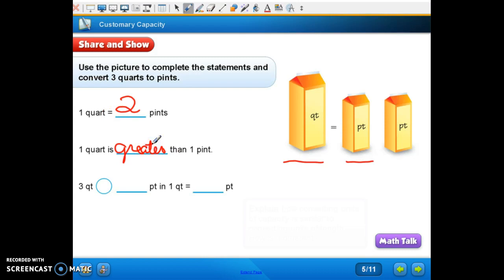So if we're converting from one that is greater to one that is smaller, we're going to do the opposite of what we just did. So 3 quarts times, how many pints in a quart? 2. So 3 quarts is equal to 6 pints. 3 quarts times 2 pints in 1 quart is equal to 2 times 3, which is 6.